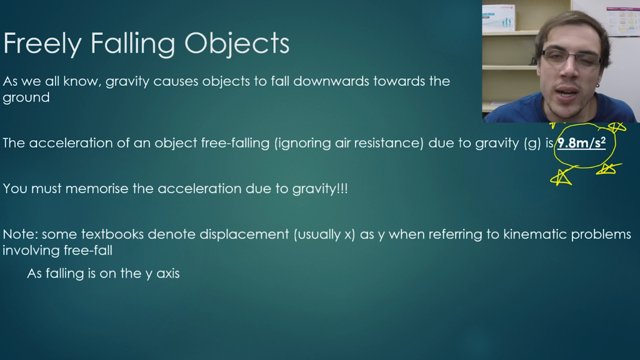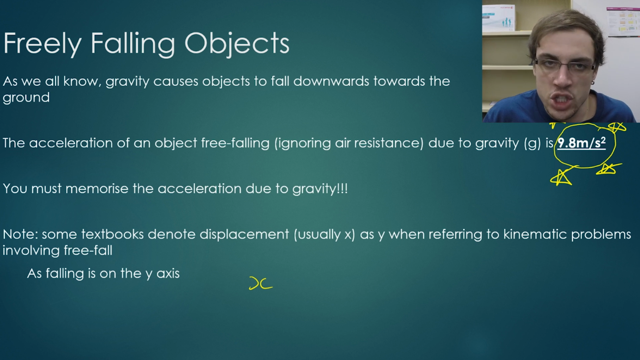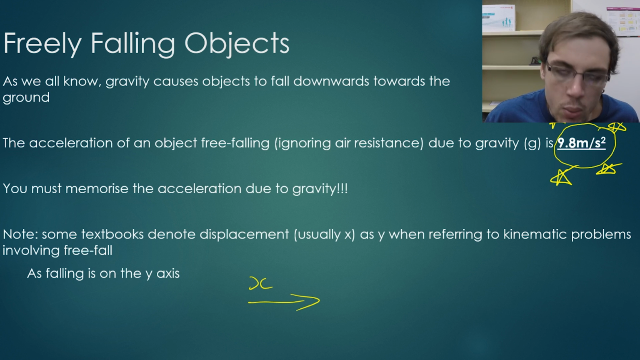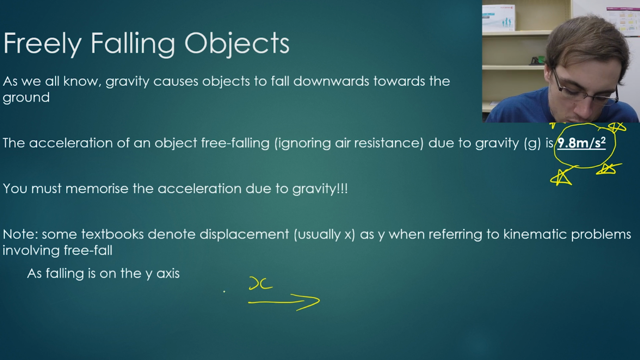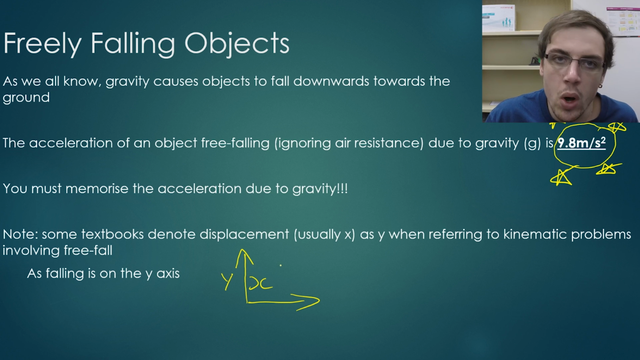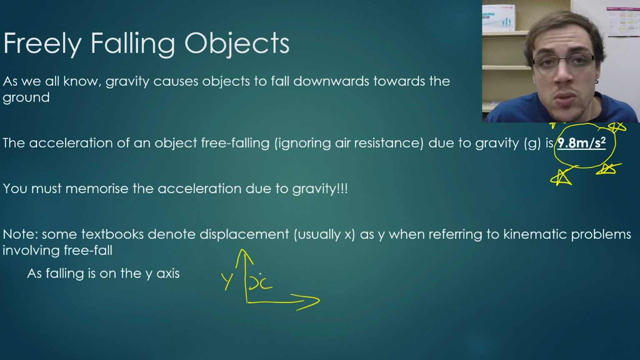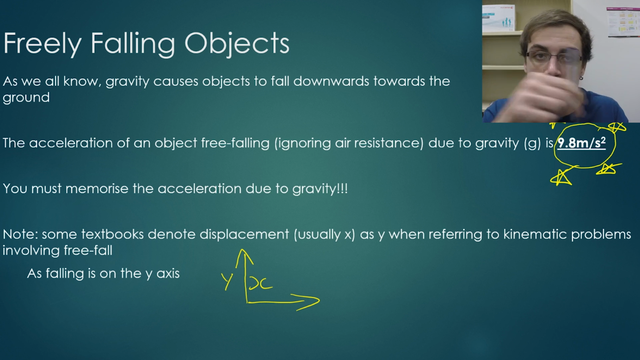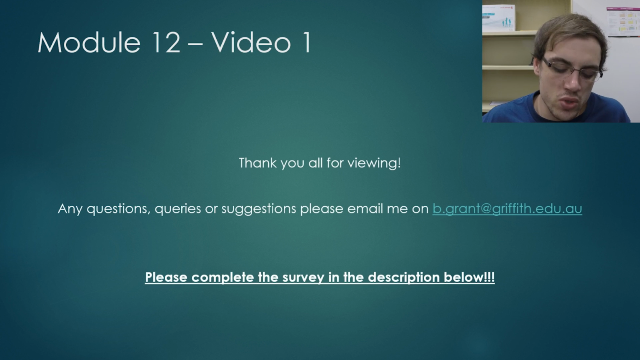Now, a big thing to note too, again, a bit of a discrepancy I've noticed in your textbooks, is that when we look at displacement, we denote it as x, because it's the change on the x-axis. However, some textbooks refer to it as y. So if we look at a graph, you have x that goes this way, but if you have a graph that goes up, that's denoted as y. So not to worry about that, there's no need to get too worried. All it means is that it's still displacement, but it just means instead of moving left to right, it's moving up and down. Okay, so that now finishes off Module 12 Video 1.